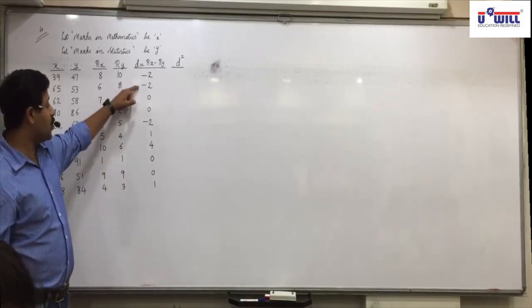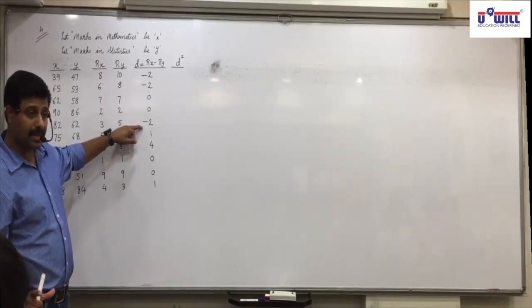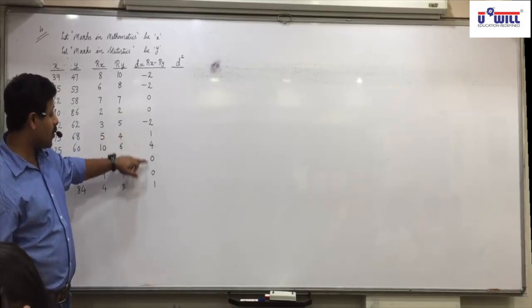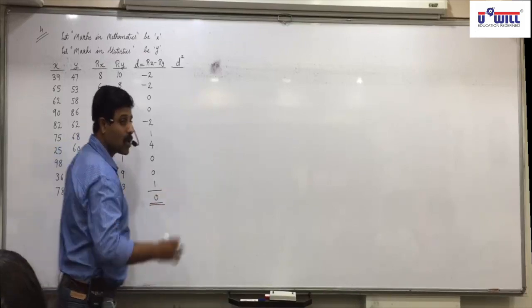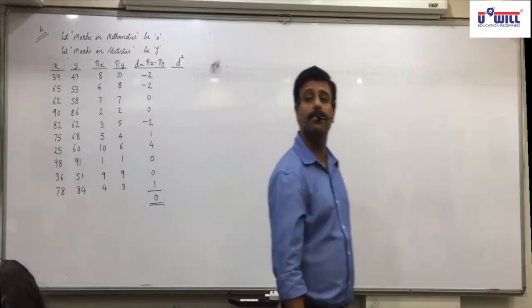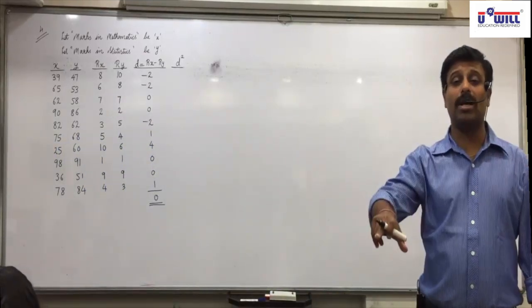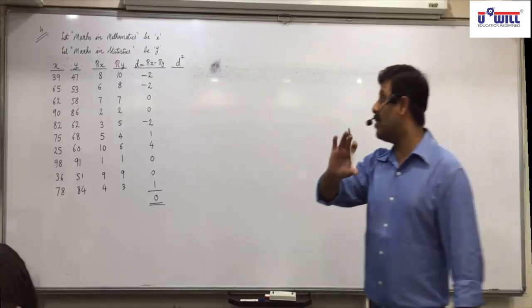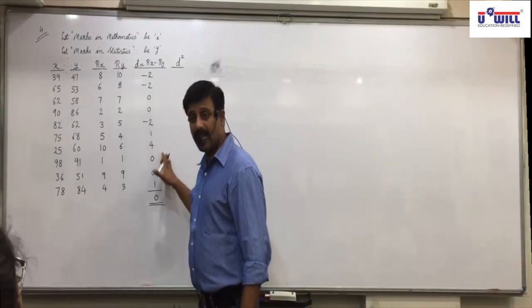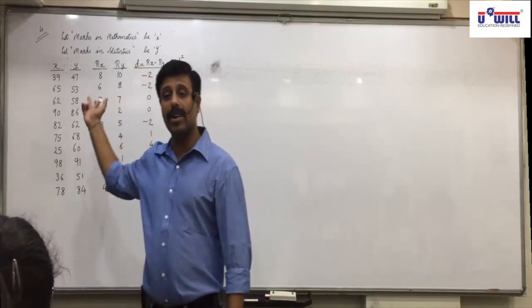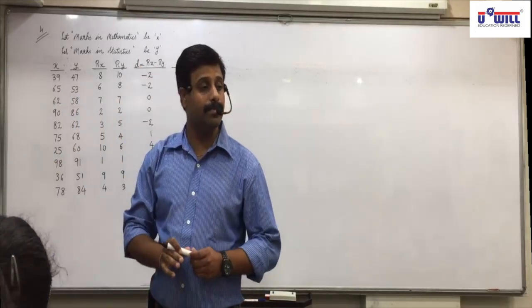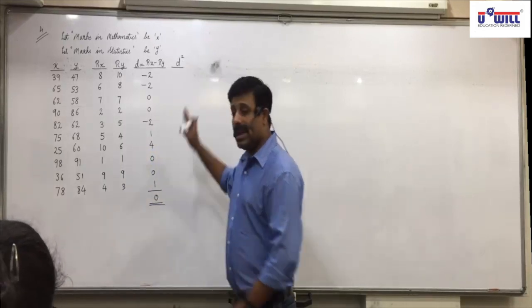Now negative is 2, 4, 6. Negative total is 6. Positive is 1 plus 4, 5 plus 1, 6. So does the total come 0 or not? Always cross verify that. If it does not come 0, means you have done some mistake in calculation of D, or you have done mistake in markings of ranks X and Y. Okay? Now we need D square.